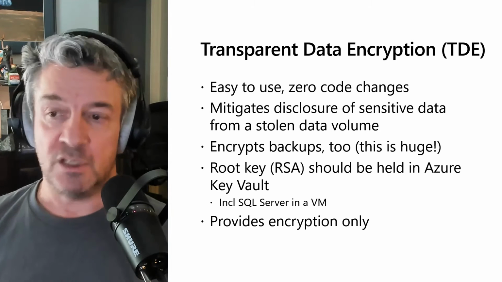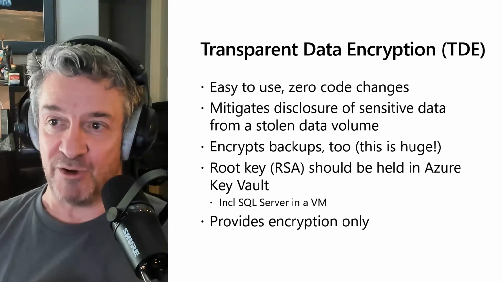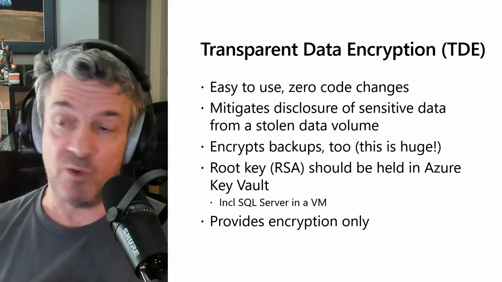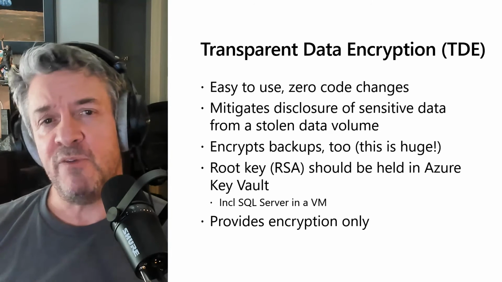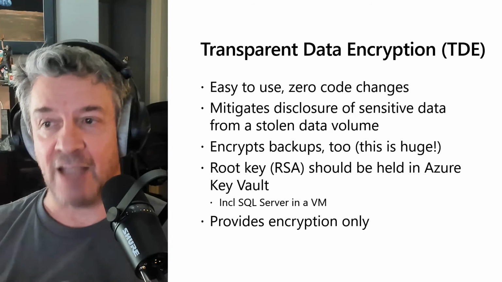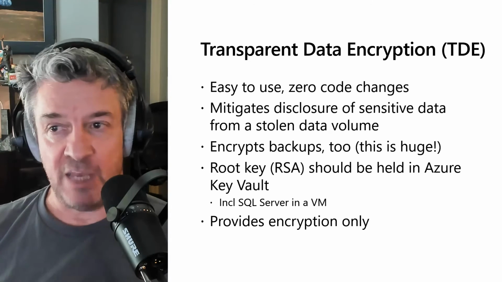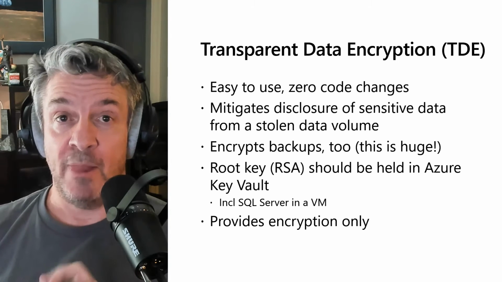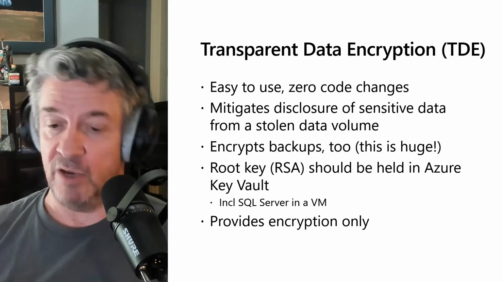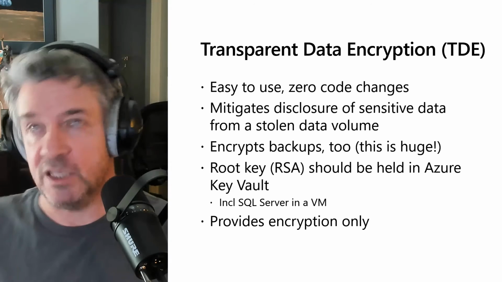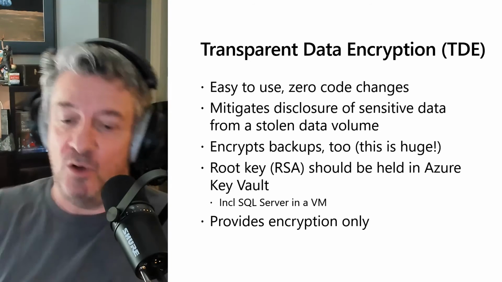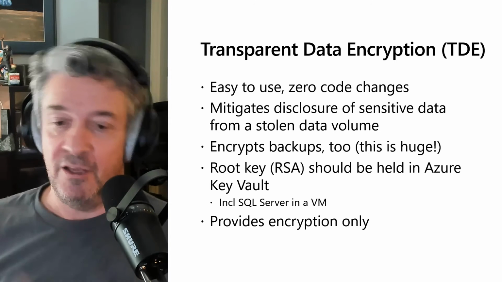So the first of the controls, I think everyone kind of knows this by now, is transparent data encryption. It's been around for a long time. The nice thing about it is it's really easy to use. There are zero code changes required. It just works. Remember, I said very early on, it's important to understand what the control actually mitigates. In this example, TDE is designed to mitigate the disclosure of sensitive data from a stolen data volume, right? So if someone walks into a data center, steals the volume and walks out, or if you've got on-prem and you've got a server under the desk and someone gets hold of the hard drive and walks out of the environment, they can't decrypt the data.